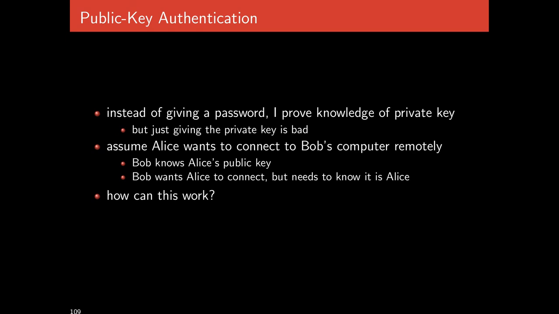So we have these passwords, and they're widely used, but they have their flaws. So what else can we do? Well, we also have public key cryptography, where we have one part secret and one part public. What if we could use these signatures to help us? Instead of giving a password, we give proof that we are in possession of a private key. So the password is something you know, the private key is now something you have.